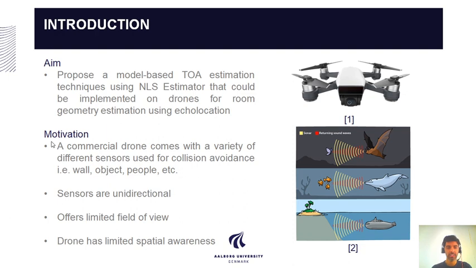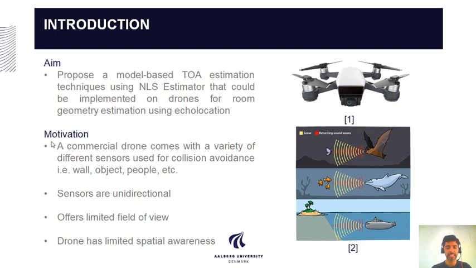Well, an off-the-shelf drone or robot comes with a variety of different sensors that are used concurrently to avoid collision with walls or any objects. However, these sensors are unidirectional and offer a limited field of view, which gives limited spatial awareness that can result in a platform colliding with obstacles. Therefore, in order to increase a platform's spatial awareness, we would need to incorporate multiple sensors.